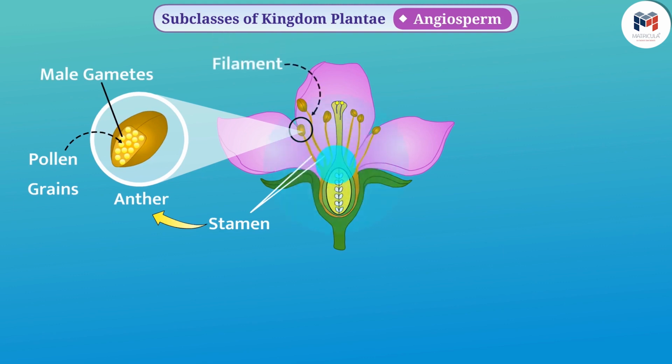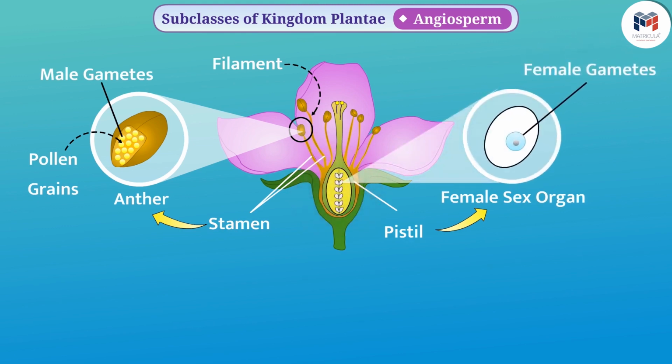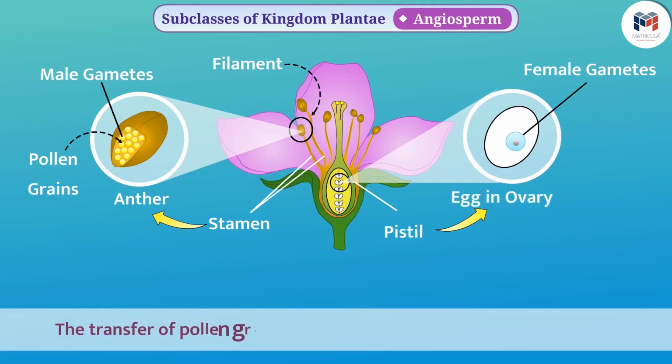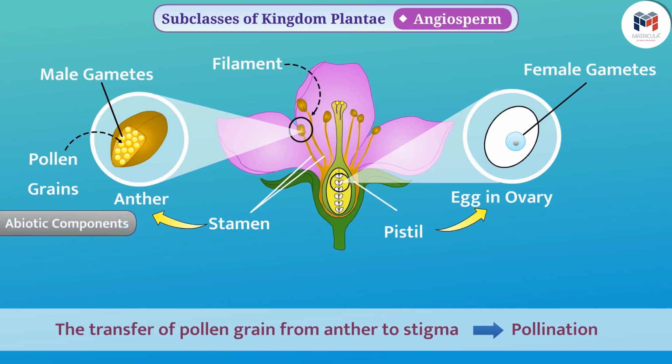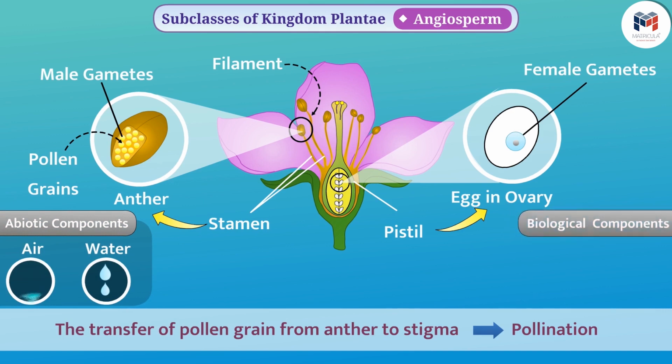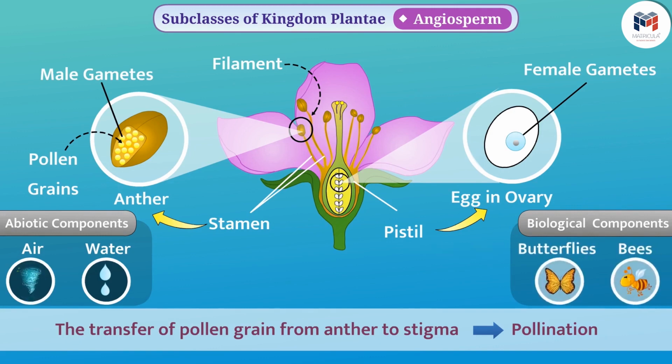In the center of the flower, there is a jug-like part called pistil. It is the female sex organ of the plant. It consists of female gametes called egg in the ovary. The transfer of pollen grain from anther to stigma is called pollination. It takes place with the help of abiotic components such as air, water, or biological components such as insects and animals like butterflies and bees, etc.